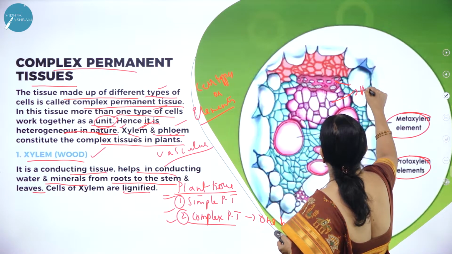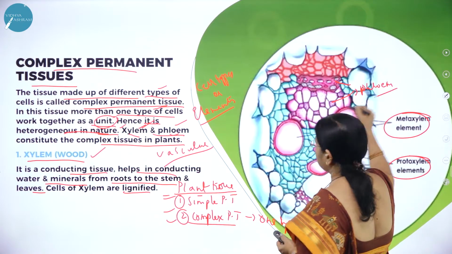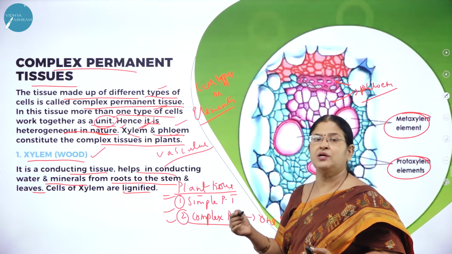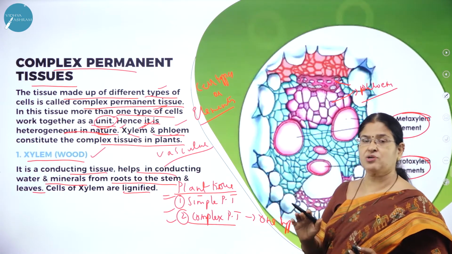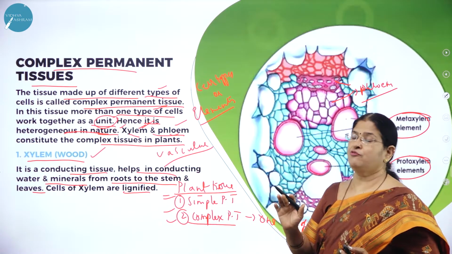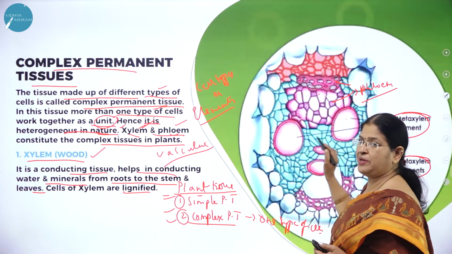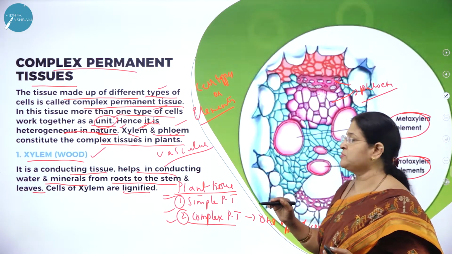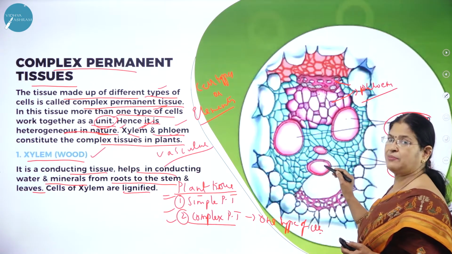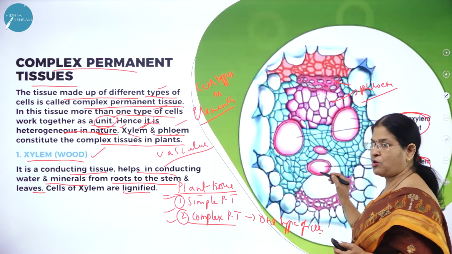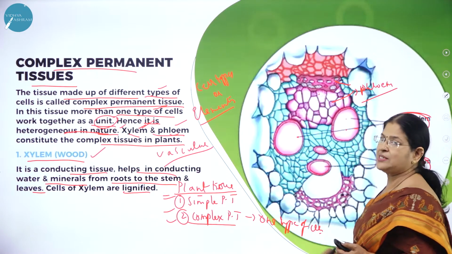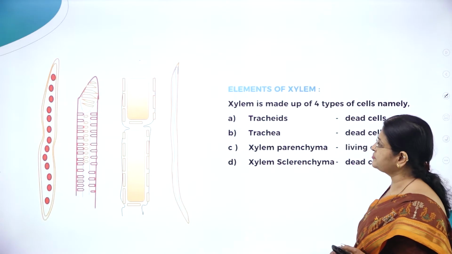This is phloem. So in a vascular bundle, always, what do you mean by vascular bundle? When xylem and phloem are together, it is called a vascular bundle. And usually phloem will be above and xylem will be below. And the first formed xylem is called the protoxylem, and the later formed xylem is called metaxylem. Usually the protoxylem is smaller in size and the metaxylem is bigger in size.